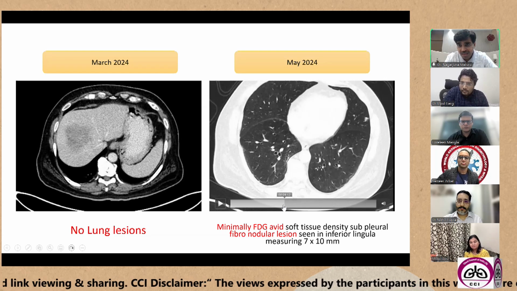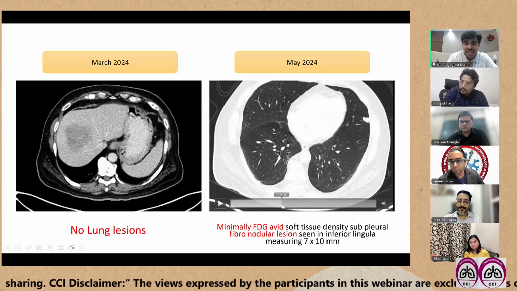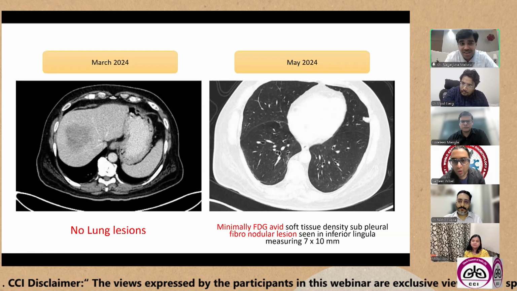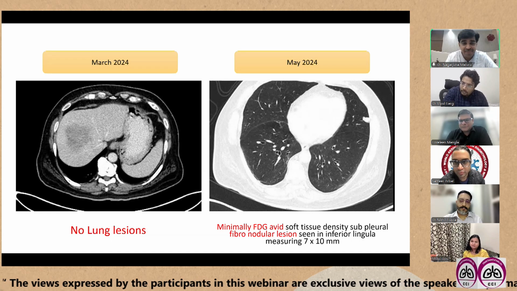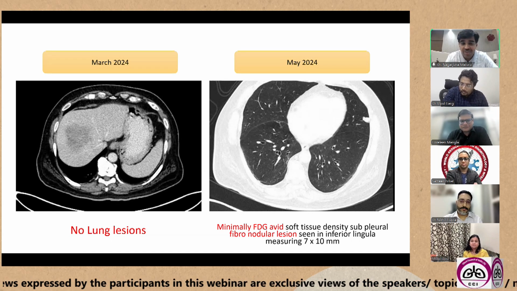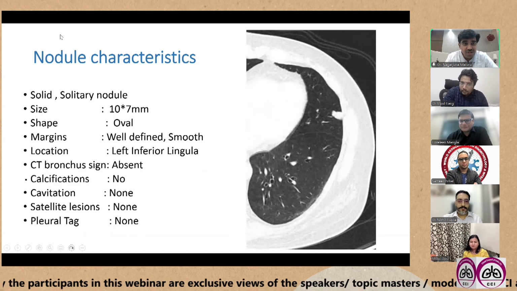This is a 7 into 10, so average will be around 8. But here we cannot apply Fleischner guidelines because there is an extrathoracic malignancy. So this would obviously go for a very high risk nodule. So these are the nodule characteristics.